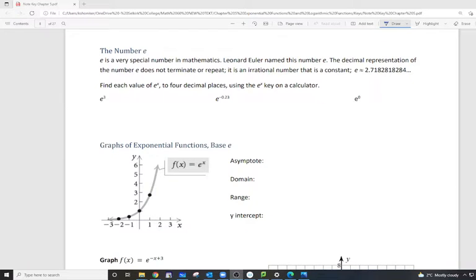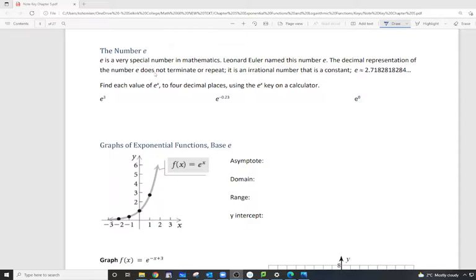This last part of 5.2 is going to introduce a very special base. This very special base is called the number e. And it's a super special number in mathematics because this guy, Leonhard Euler, I always say this wrong, I think it's Euler, but I always want to say Euler, named this number e and he found it.